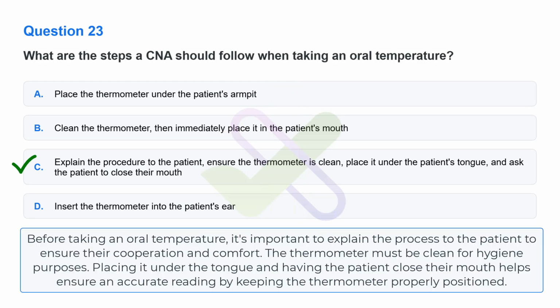The correct answer is C. Explain the procedure to the patient, ensure the thermometer is clean, place it under the patient's tongue, and ask the patient to close their mouth. Before taking an oral temperature, it's important to explain the process to the patient to ensure their cooperation and comfort. The thermometer must be clean for hygiene purposes. Placing it under the tongue and having the patient close their mouth helps ensure an accurate reading by keeping the thermometer properly positioned.